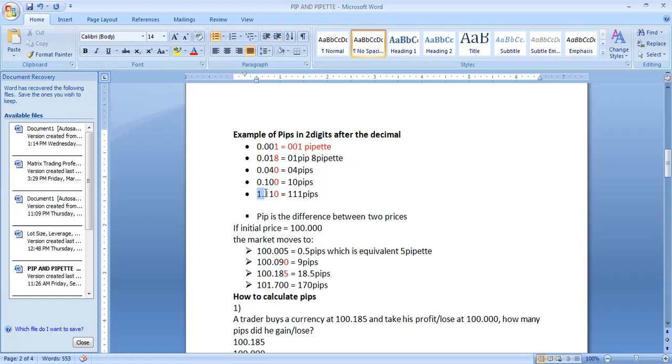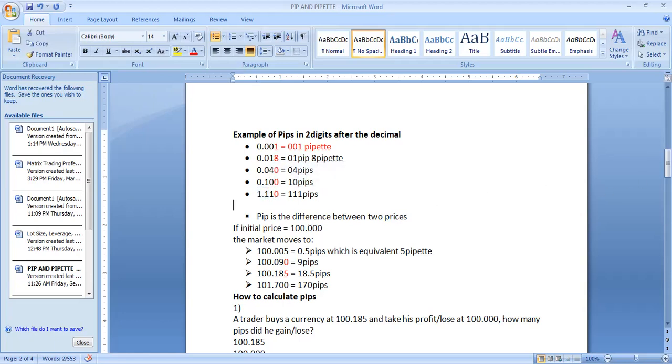111 pips, because there is a whole number here. So just move the decimal by 2. So if the pip is the second number, you move the decimal by 2. If pip is 4 numbers, you move the decimal by 4. So this is 1.11. So you have 111 pips, which is 1,110 pipettes.